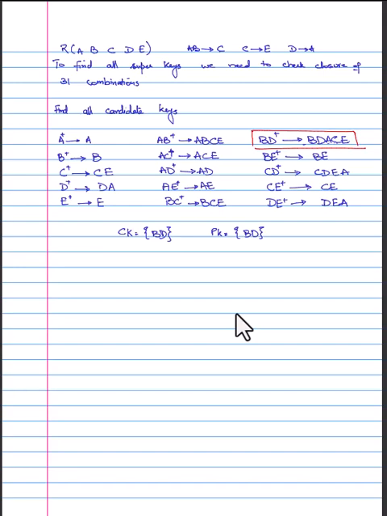BD is the super key, and if we take any other attribute with BD, it will also become a super key: ABD, CBD, EBD, similarly ABCD, ABDE. So we can have many super keys, but this one is the candidate key.